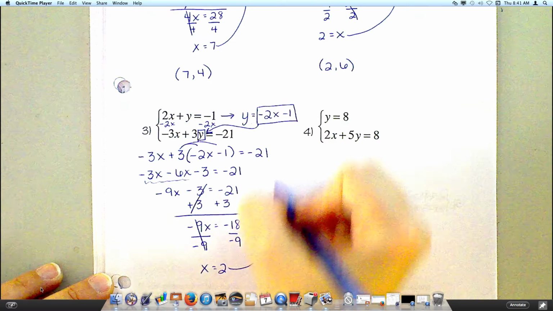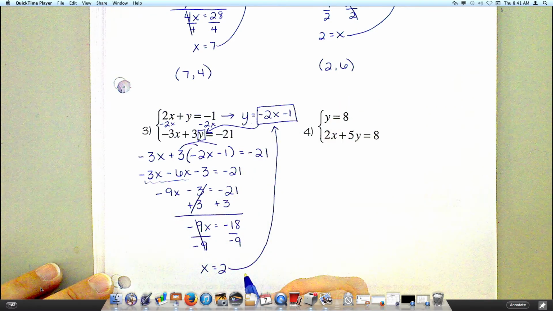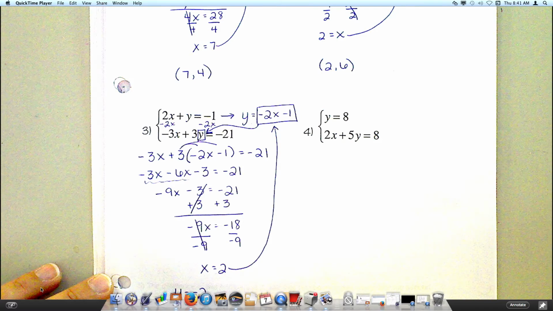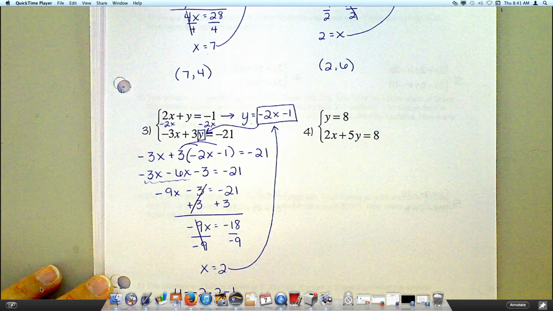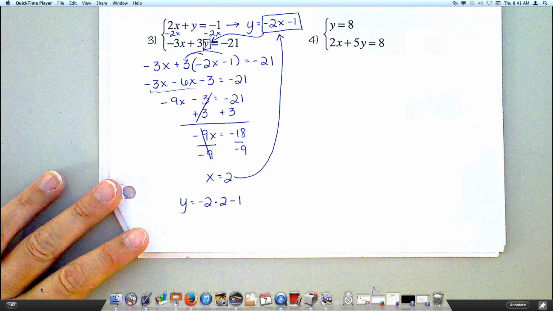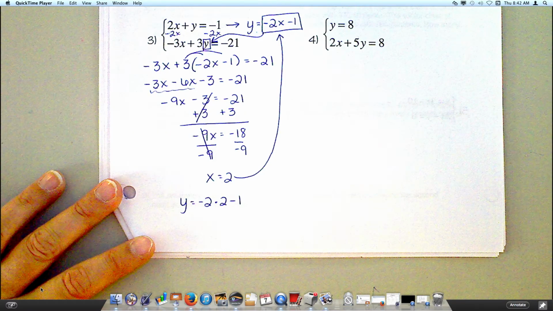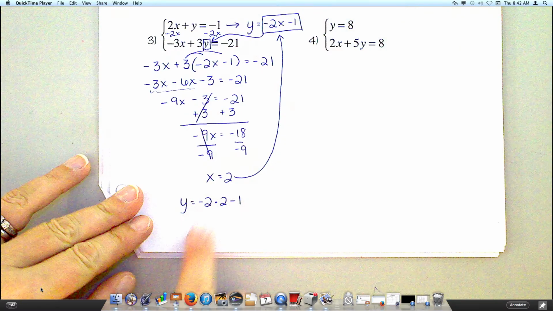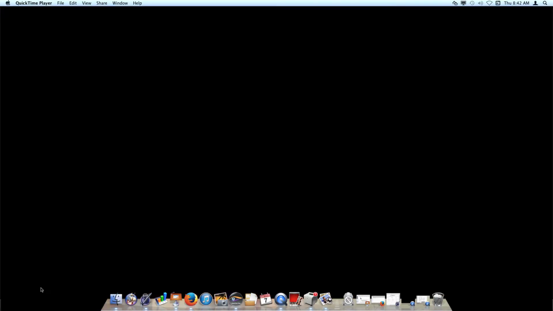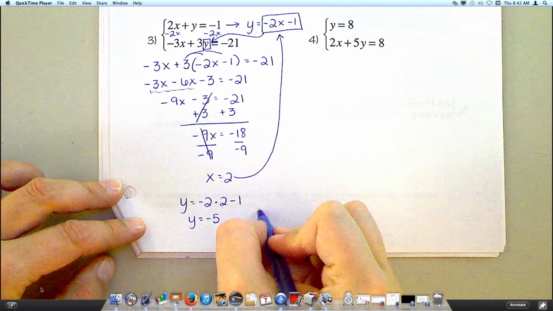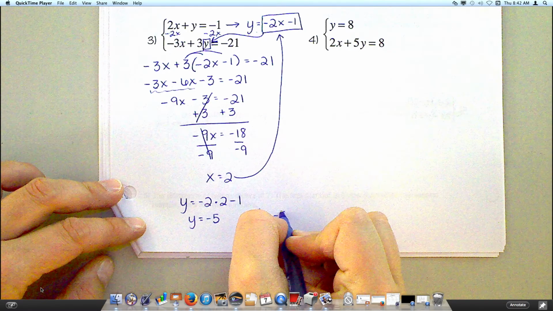So I'm going to take this, put it right up in there, and I guess I'll rewrite it down here. So I would get y equals negative 2 times 2 minus 1. Any questions? Oh, you can't see it, I'm sorry. Any questions on where that came from? If I've got this equation, I just plug the 2 in for x. That's negative 4 minus 1, which is negative 5. So final answer would be 2, negative 5.